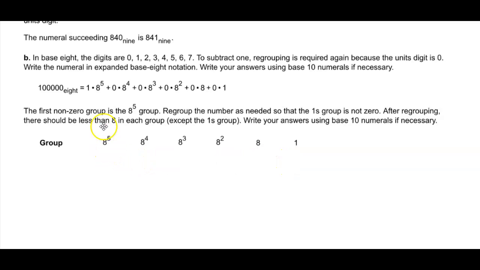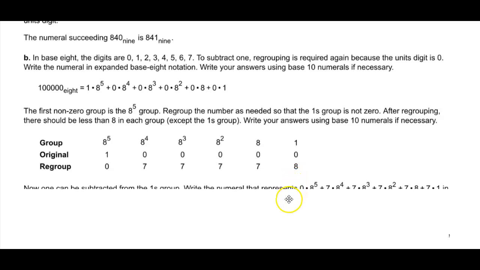So here's our group, 8 to the 5th, 8 to the 4th, 8 to the 3rd, 8 to the 2nd, 8, and then 1. Now the original is 1, 0, 0, 0, 0, 0. Now we need to then regroup, so we're going to take this 1 from here, and now we're going to have a 7, 7, 7, 7, and then 8. Because what we've done is we had to subtract 1 from each of those 8s, and then what we have left over in the 1 group is an 8.